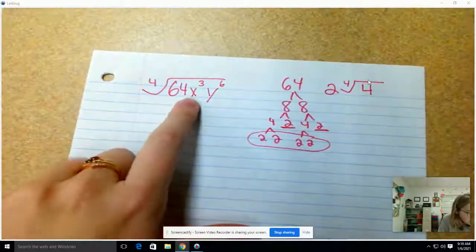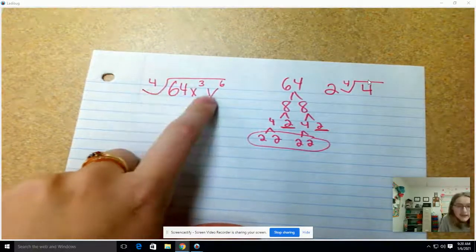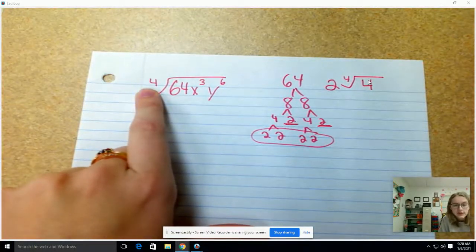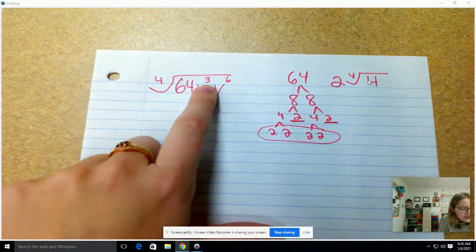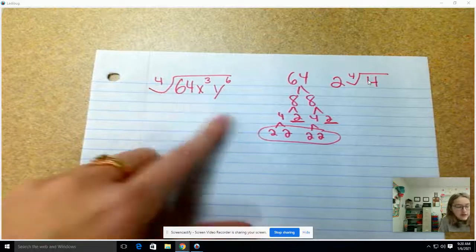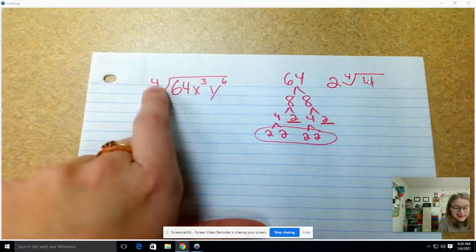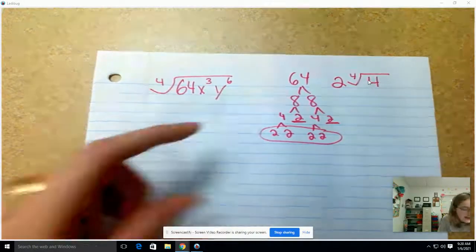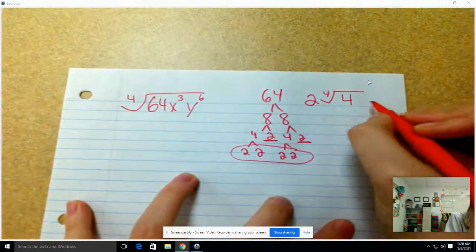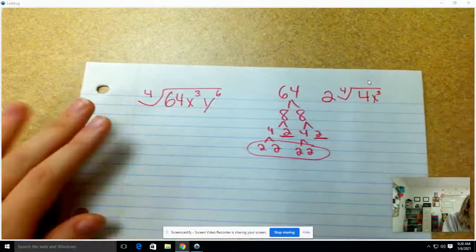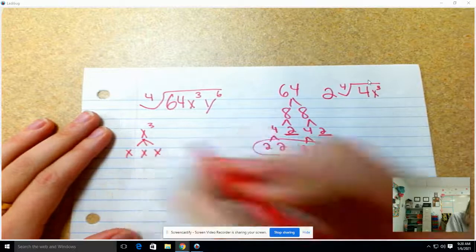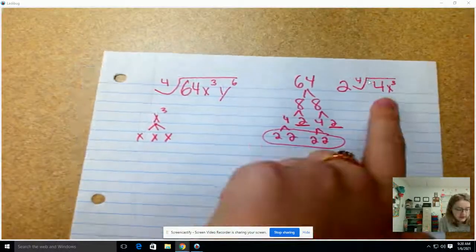And then we're going to move on to our x cubed y to the 6th. So x cubed. Is 3 divisible by 4? No. Can 3 in any way, shape, or form go evenly into 4? No. So if your exponent is less than your index, it's just going to stay the same. So we know that our x cubed is going to stay in our radical, because if I was to make my factor tree for that, that's going to give me x, x, x. I don't have a group of 4, so it's going to stay in our radical.